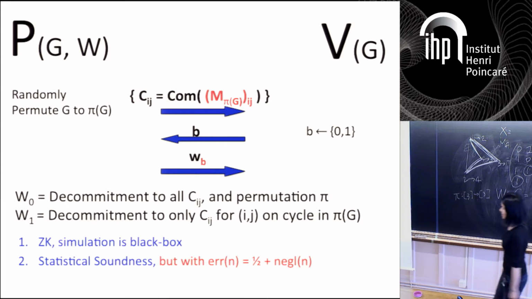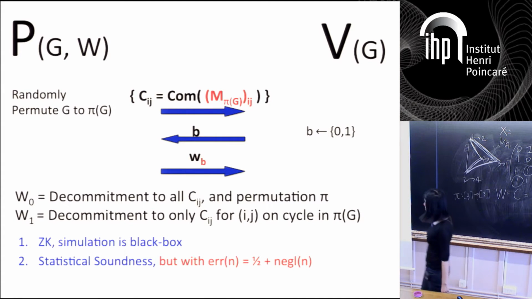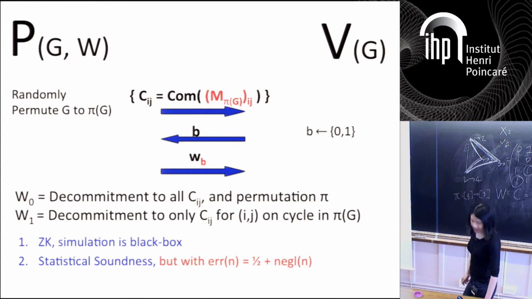Great. So as you can see, the zero knowledge simulation is entirely black box. I didn't really go into the simulation, but as you can imagine, to simulate either W0 or W1, you really do not care about the code of the verifier. It doesn't matter what the code of the verifier is, I can simulate those distributions. Okay? And it is statistically sound, just like in the physical case.